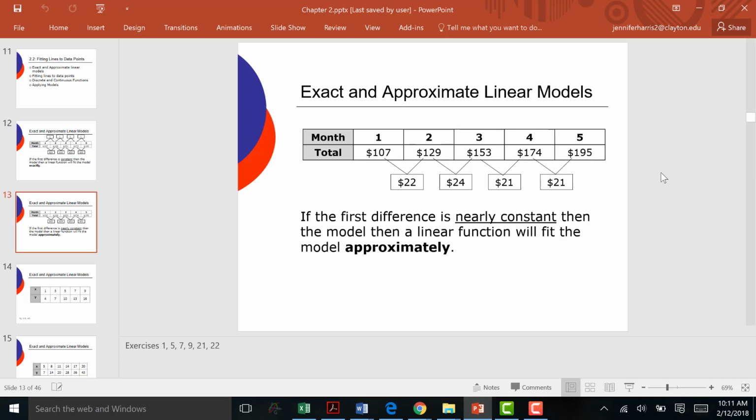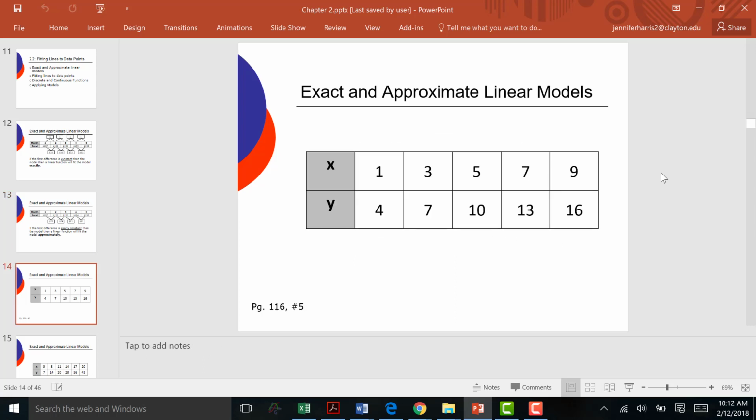You're good? Okay, all right. So we're trying to figure out, if you get data, can you tell me if there's an equation that's going to model it exactly, approximately, or not at all? Is it possible to have some data where there's no equation going to match it? Absolutely. So let's look at the next set.